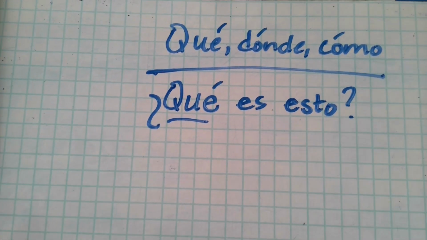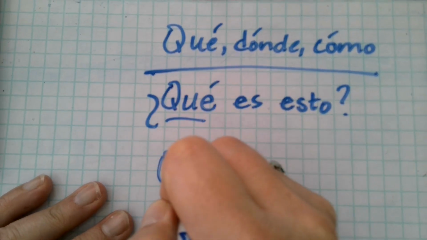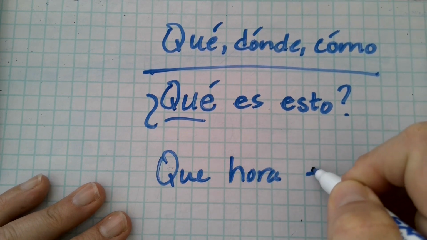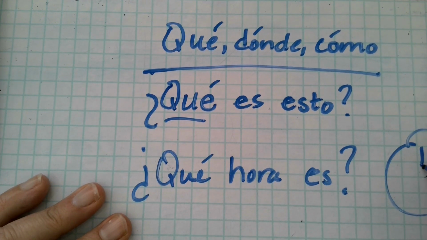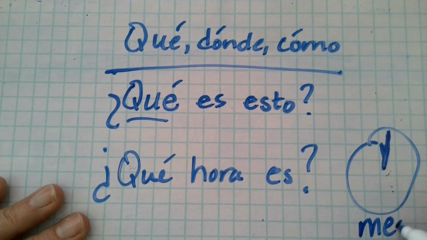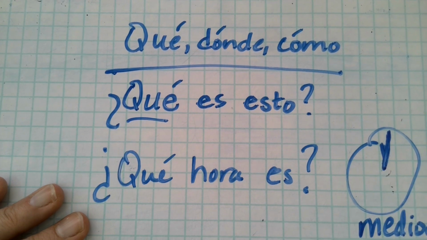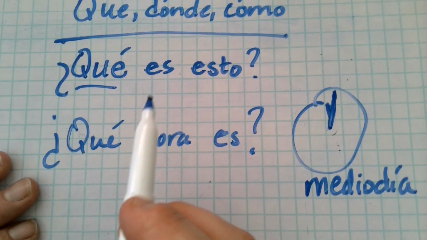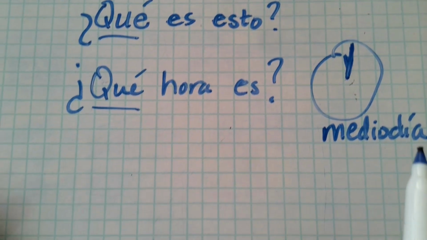¿Qué es esto? Means, what is this? Es un lápiz. ¿Qué hora es? A ver, aquí está un reloj y están los dos ahí. ¿Qué hora es? Es mediodía. Oh, son las 12. Okay? So, ¿qué is usually used to ask what? Okay? ¿Dónde is used to ask where?